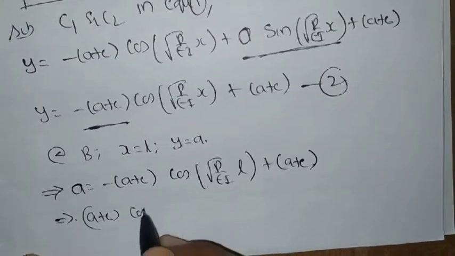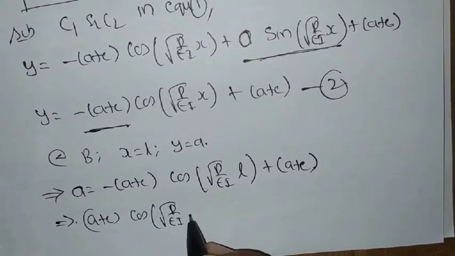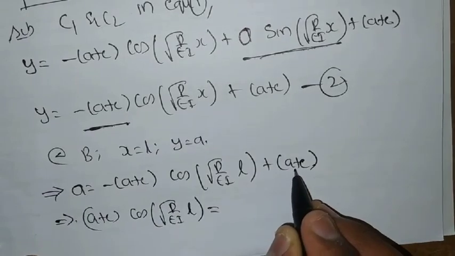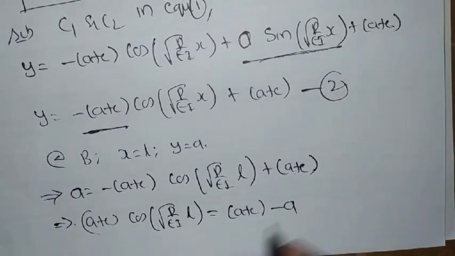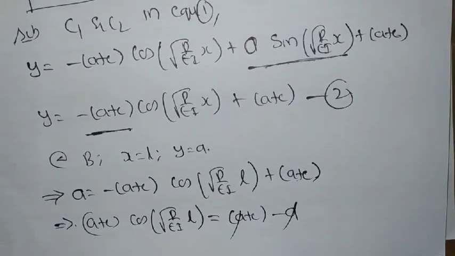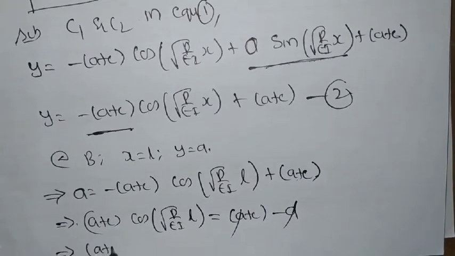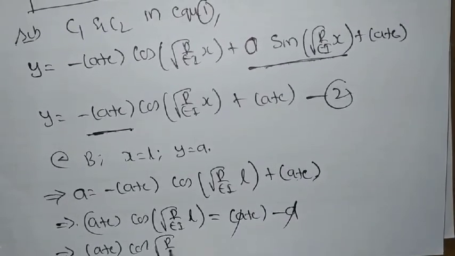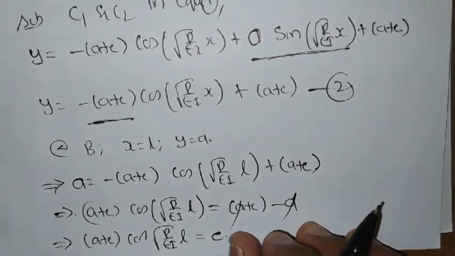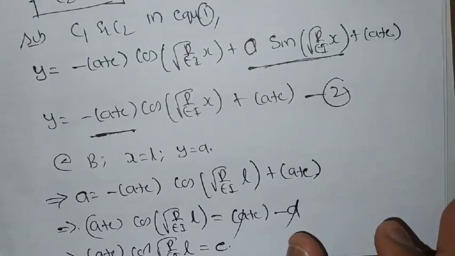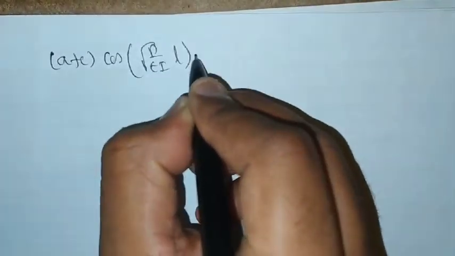A plus C into cos of root P by EI into L is equal to, when I transfer this A plus C to the other side, A plus C minus A. A will get cancelled out here, then the equation can be written as A plus C into cos of root P by EI into L is equal to E. So next we have to find out the value of A plus C.